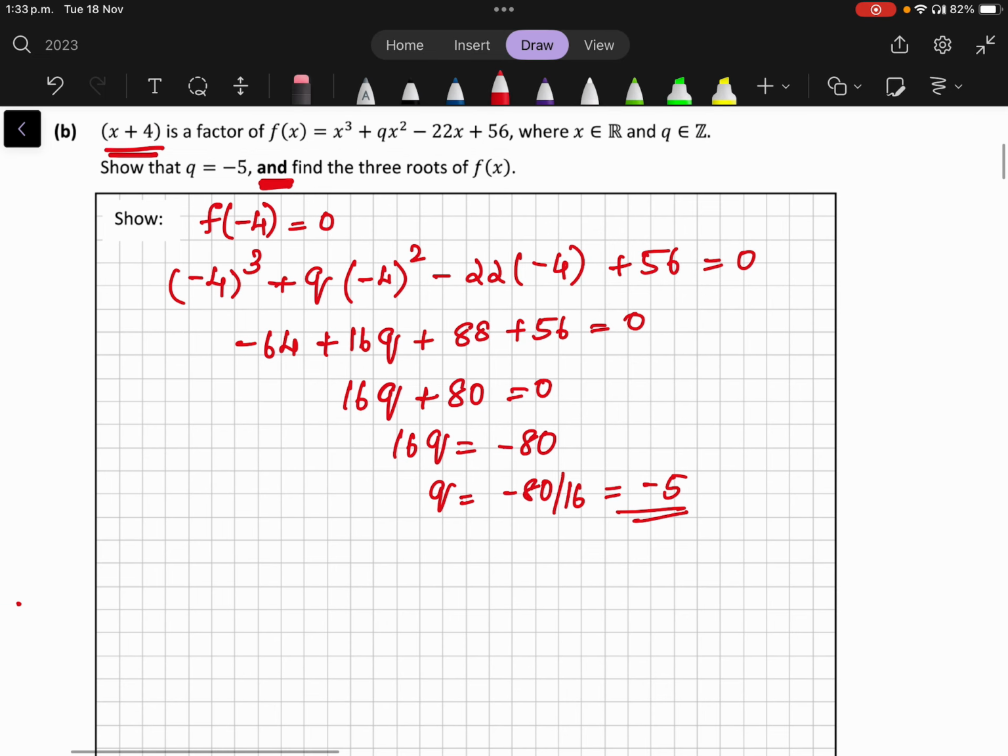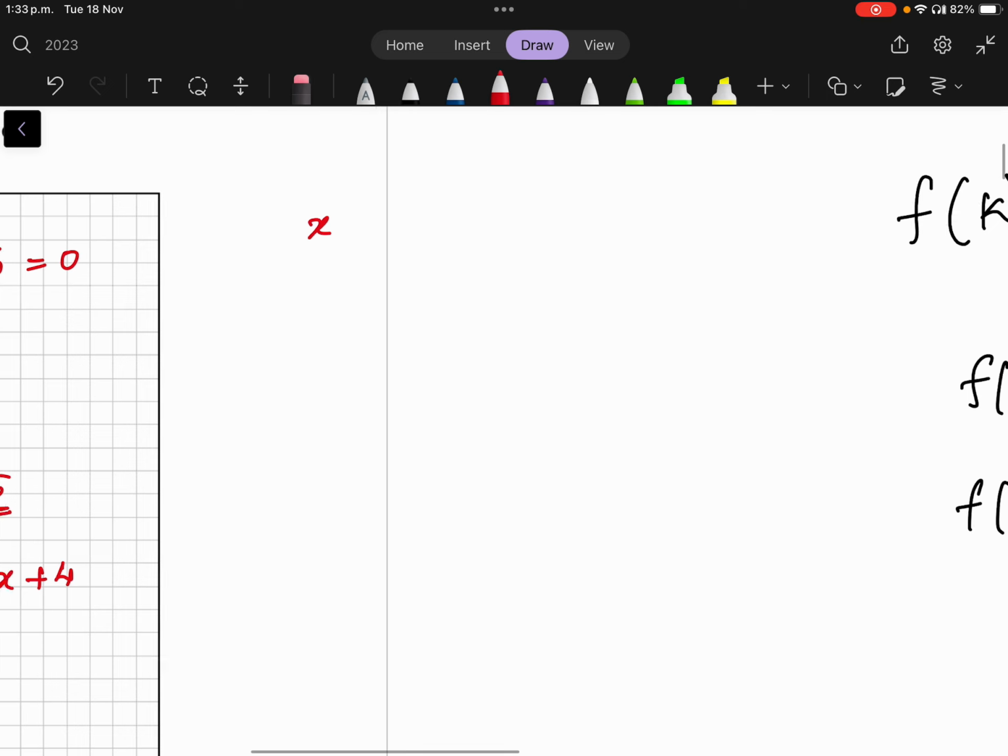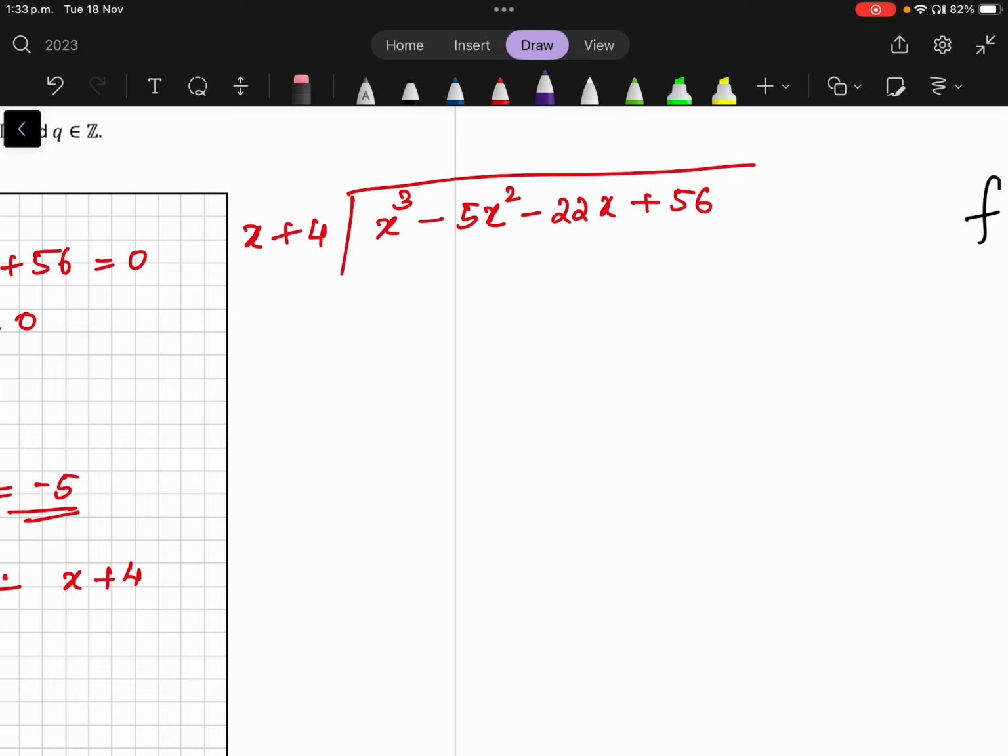So if you work with long division, x cubed plus qx squared, okay, instead of q, I will put minus 5 now because you already have a value, minus 5x squared minus 22x plus 56 divided by x plus 4. This is what you have to do. Okay, so I will quickly do the long division on this side. So it will be x cubed minus 5x squared minus 22x plus 56 divided by x plus 4. So I hope you all know how to do the long division.